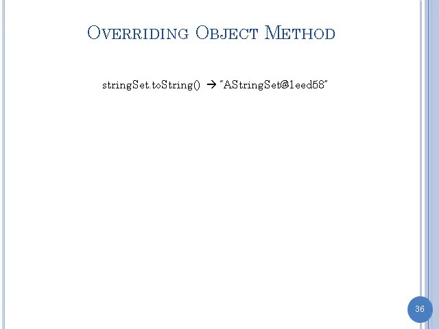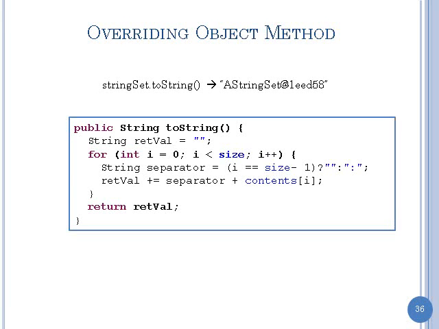Yeah, it's not quite the address, but it's some unique identifier. Maybe it's the address, but I don't think it's the address. Okay, but it is some unique identifier. And what I might want to do is write my own ToString so that I get something like this, where I get all the elements in the set, and every element except the last element is followed by a colon.